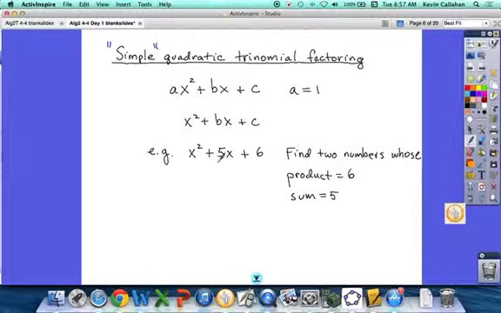So you have to know your multiplication tables because that's always where it starts. Find the factors of the last number and see which pair of those numbers add up to the middle term. That's the thinking, over and over again.